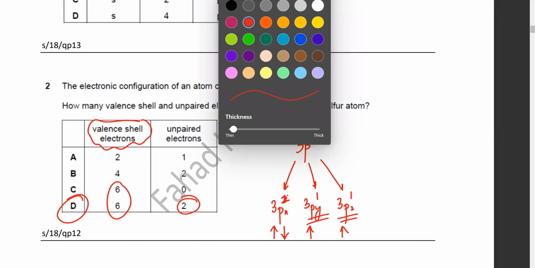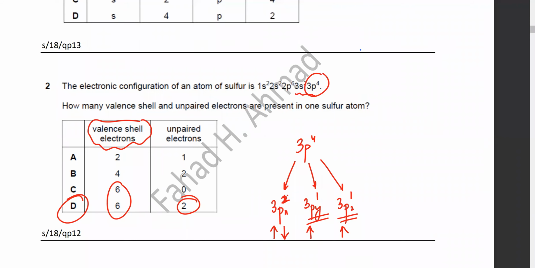So is this question clear? Aisha, is this clear? Alicia, Nabila, is this clear? Yes.